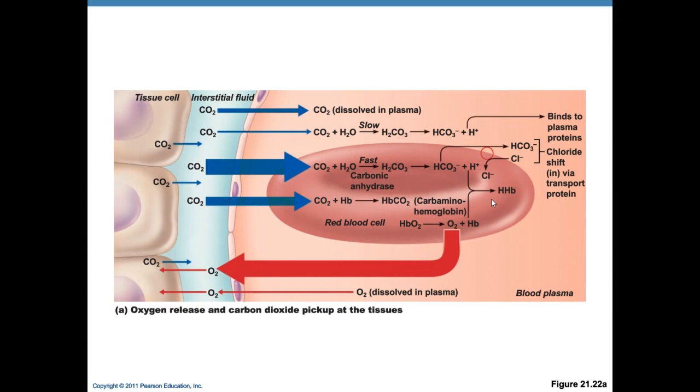Right? Now, the other way CO2 can come in is by binding to hemoglobin and becoming carboaminohemoglobin. And that's going to also be carried in the red blood cell. Now, if you understand this, you will understand the next diagram that I'm showing you, because it's the complete opposite. What happens at the lung instead of at the tissue?